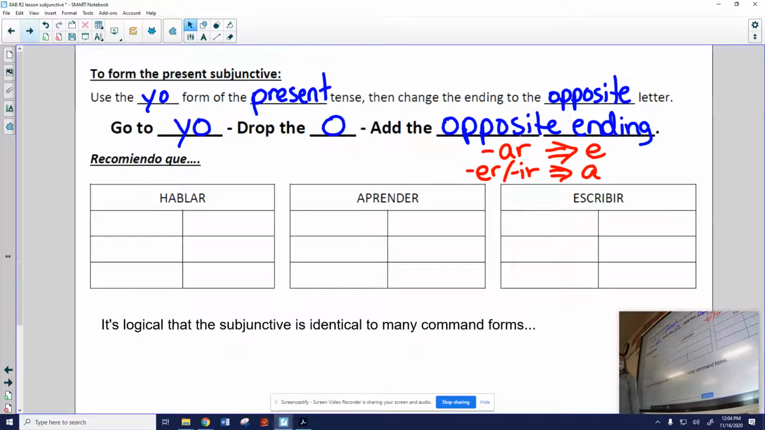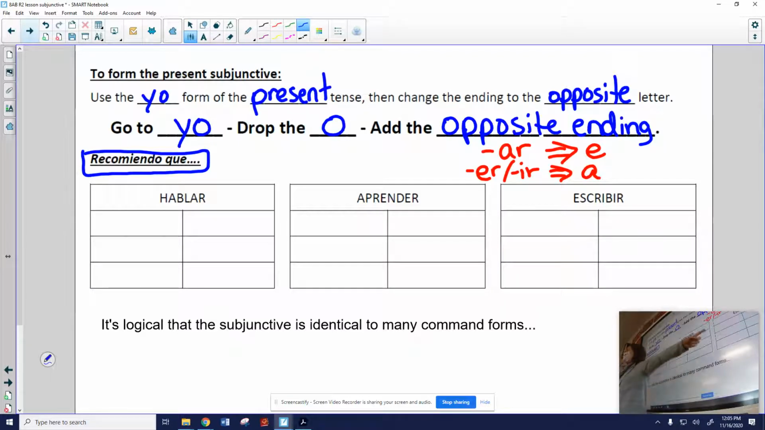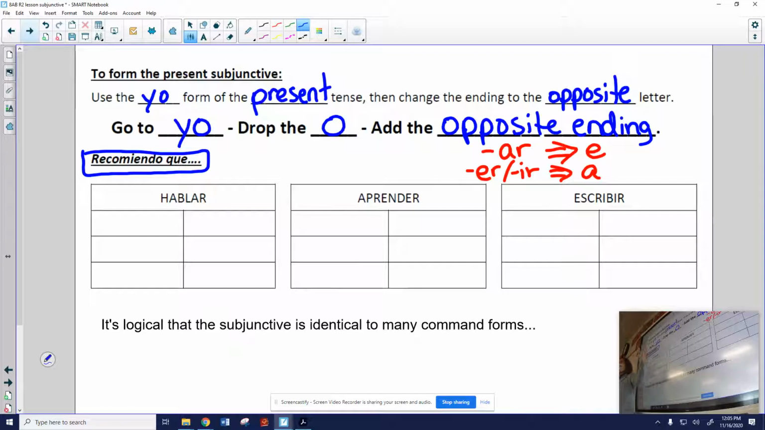So to form the subjunctive mood of these 3 verbs, these are regular verbs in the subjunctive, we go to yo, drop the yo, add the opposite ending. And this recomiendo que is here as a reminder that we're not going to start a sentence with the subjunctive mood. The subjunctive mood is only really used after we've already had one verb conjugated in the indicative tense. I recommend that I talk, you talk, he talks, etc. Pues hablar is an AR verb, so go to yo, drop the yo, add the opposite ending. Hablo is the yo form in the present tense. We have to add the opposite ending, it would be hable.